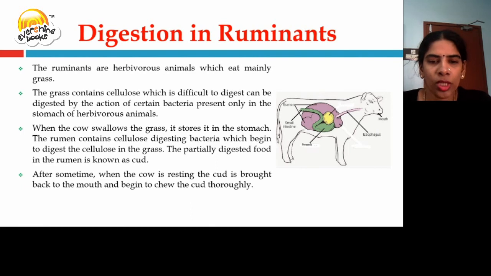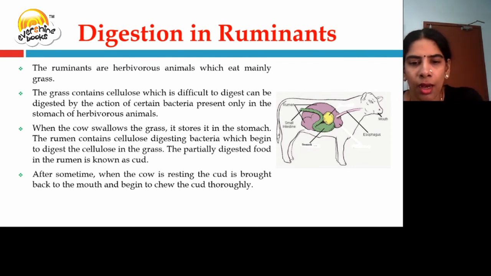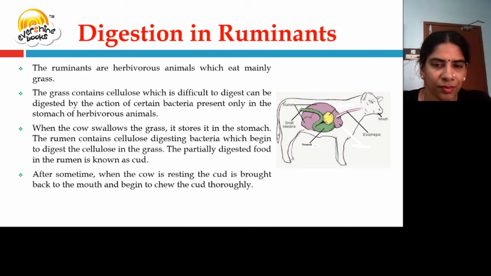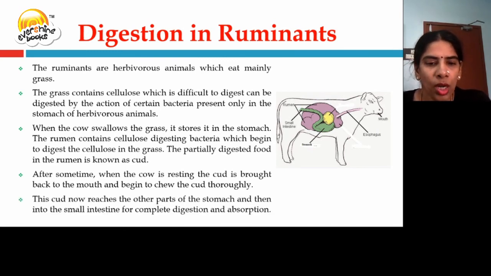After some time, when the cow is resting, the cud is brought back to the mouth and the cow begins to chew the cud thoroughly. You must have noticed a cow chewing the food when it is resting. This cud will now reach the other parts of the stomach and then reach the small intestine for complete digestion and absorption.